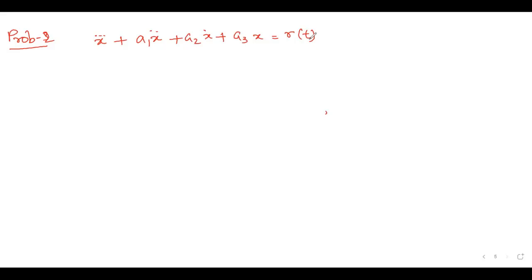Now what is the order of the system? 3. This is a third order system. So we'll write a third order system as 3 first order equations, right? Our main motto is to write an nth order equation as n first order equations. That is the main motto.